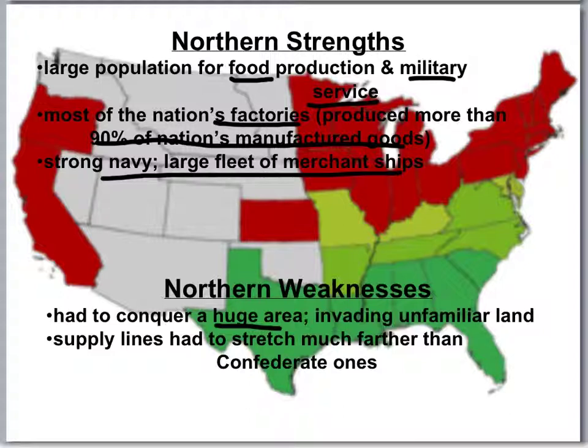All right? So they have to conquer a huge area. They're invading unfamiliar land. They don't know where the roads are. They don't know where these swamps lead, who's hiding behind that next turn. So it's unfamiliar land. Plus, just like the British in the Revolutionary War, they have a very long supply line. And the longer your supply line is, the more vulnerable it is. All right? So the North does have some weaknesses.